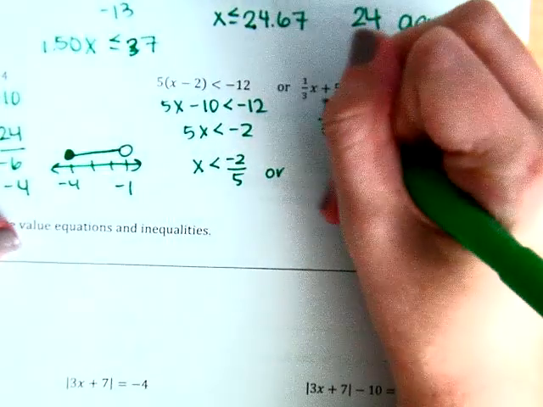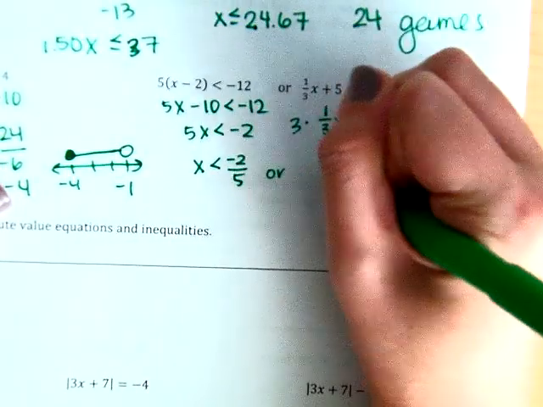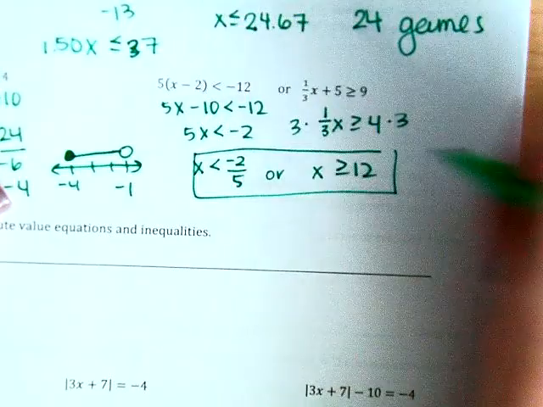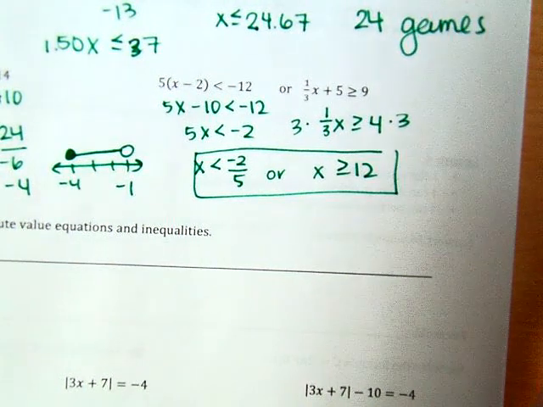And to get rid of this 1/3 here, I'm going to multiply by 3. So that goes away. So, or x greater than or equal to 12. This would be your answer. And again, when you graph it, they're going to go in opposite directions.